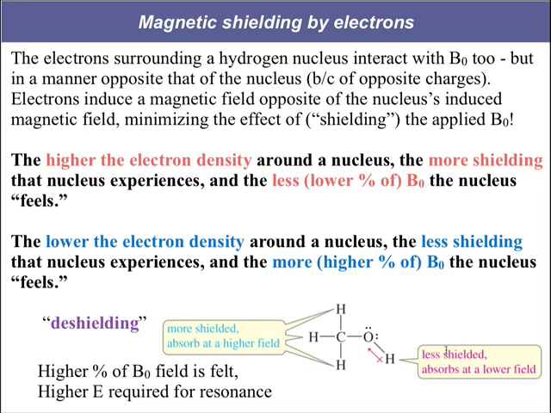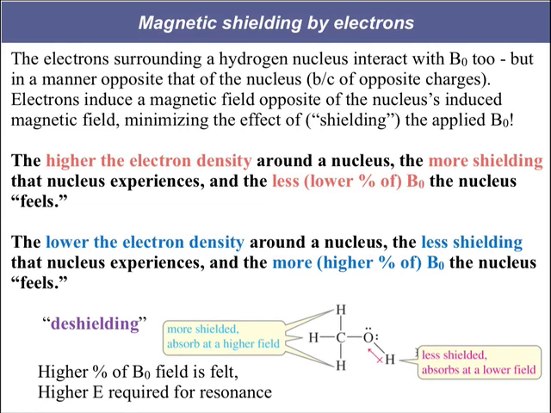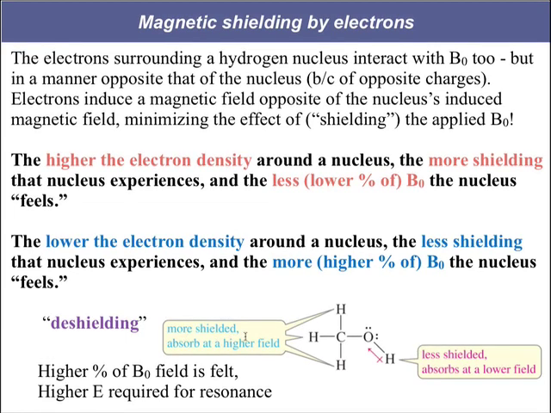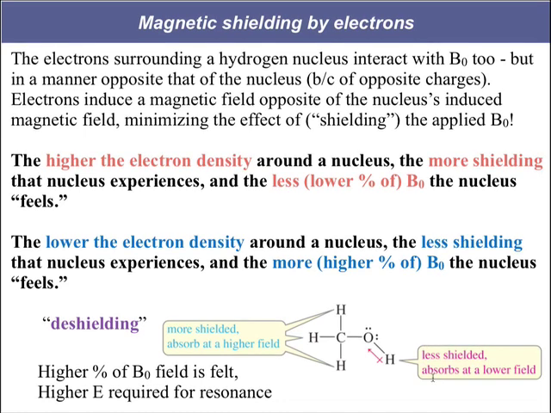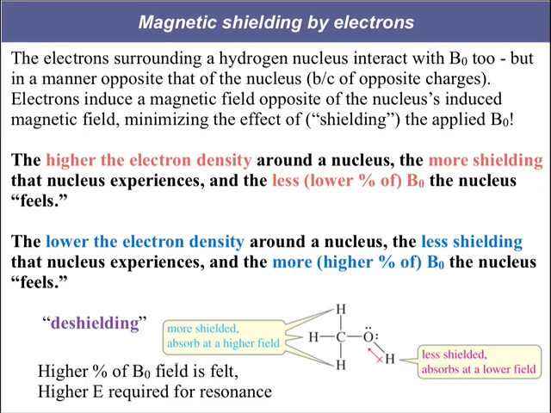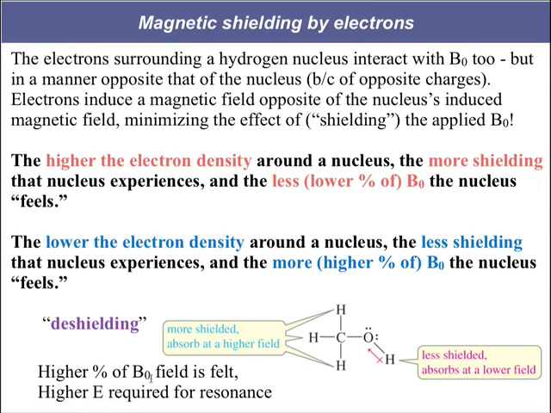And that means that these will achieve resonance at different frequencies or at different magnetic fields. You will need more magnetic field to get the hydrogens on the carbon into resonance because they are more shielded. You need to apply more magnetic field. The hydrogen on the oxygen will require less magnetic field because it has less electron density around it. So we say that these are high field protons, and these are going to be low field protons. The higher the percentage of B0 felt, the higher the energy required for resonance.